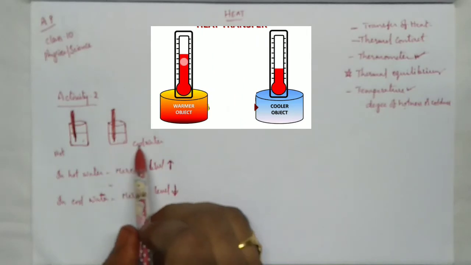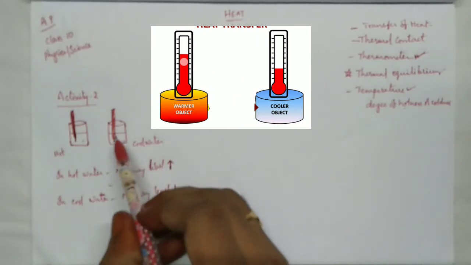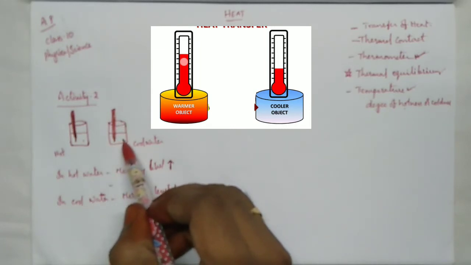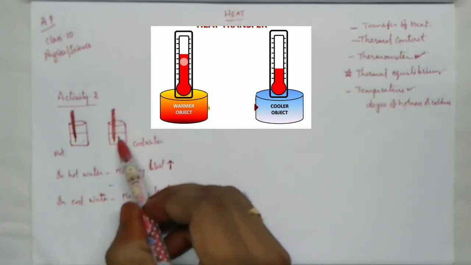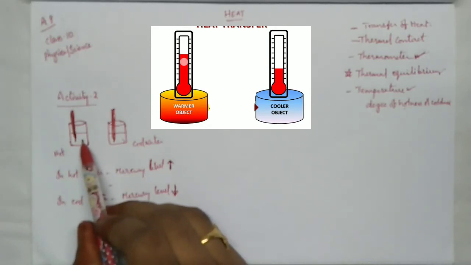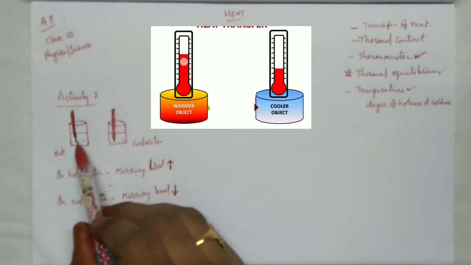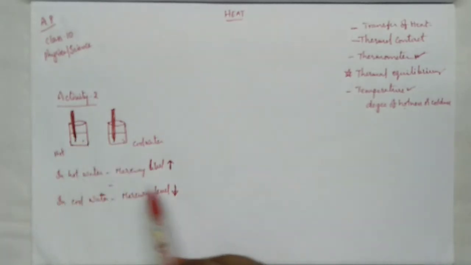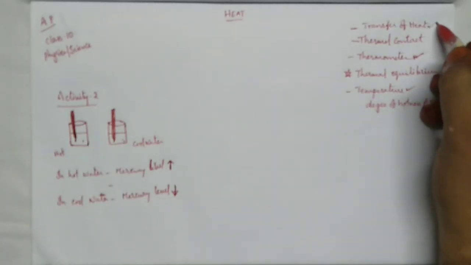In this condition, what happens when you place it in cool water? The mercury loses the heat. Mercury or thermometer loses the heat and the level of mercury falls down. So here we can say, in the case of hot water, the thermometer gains the heat from the hot water. In the case of cool water, the thermometer loses the heat. So in both cases, what we identified is that heat is being transferred.